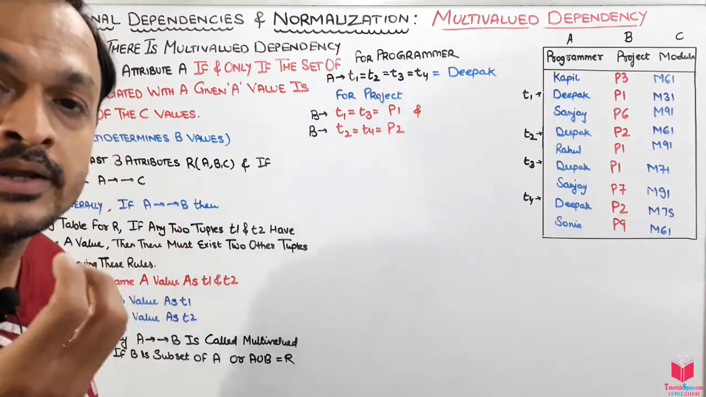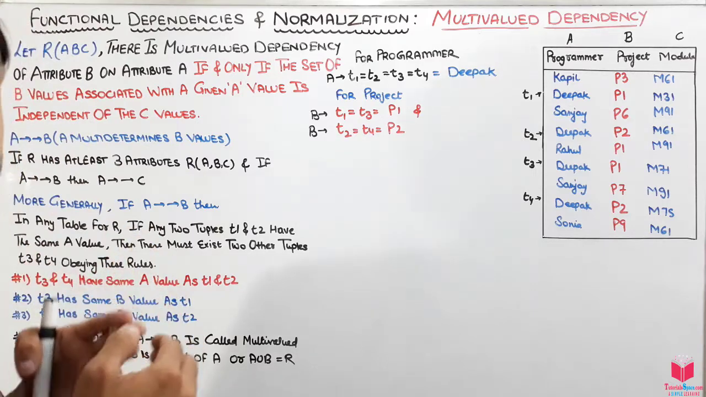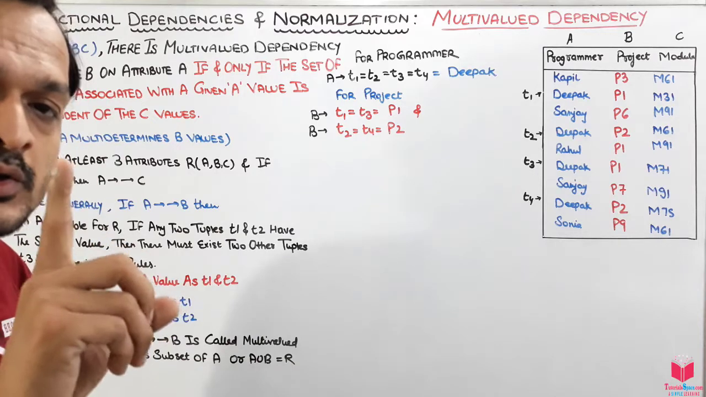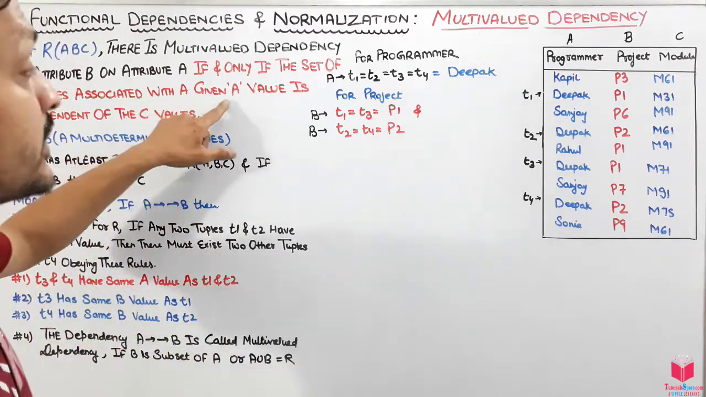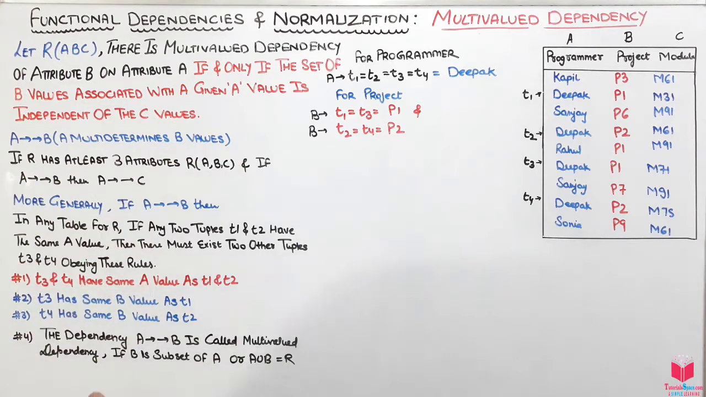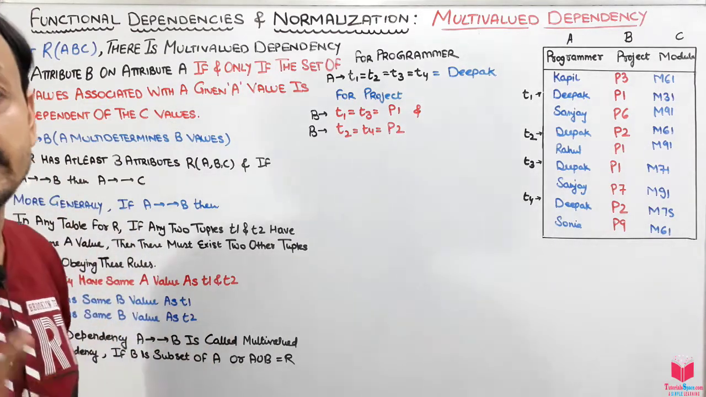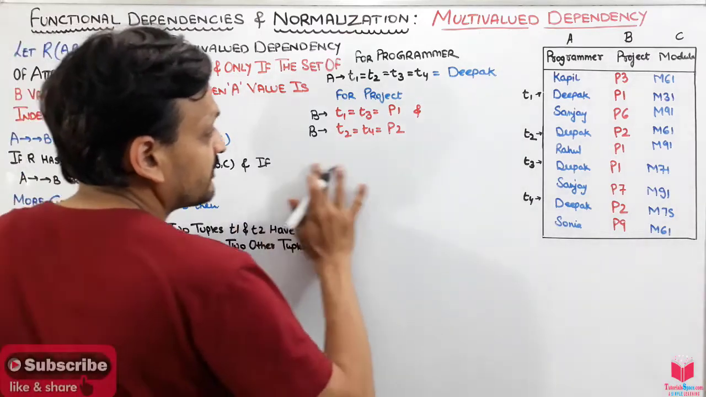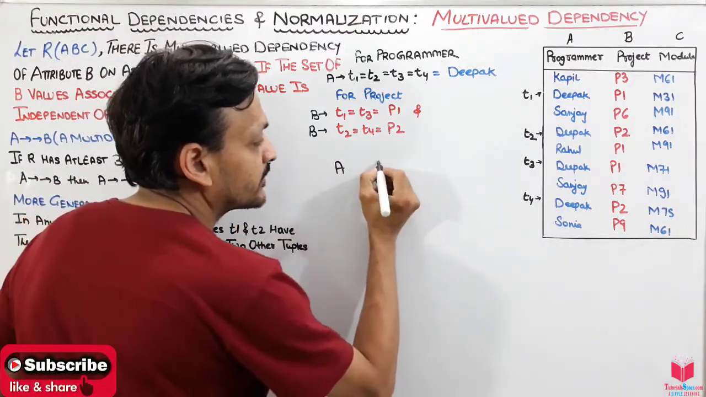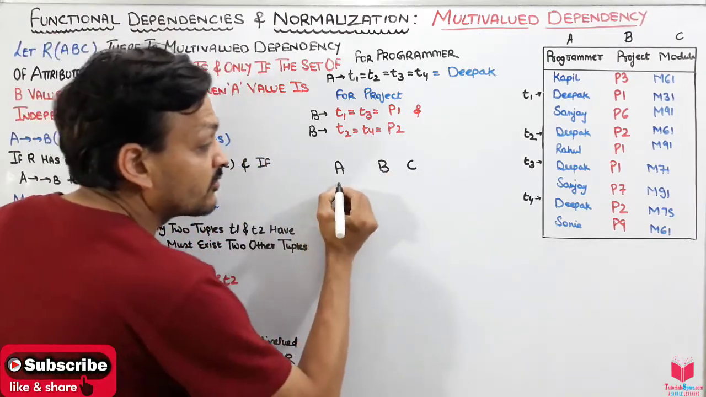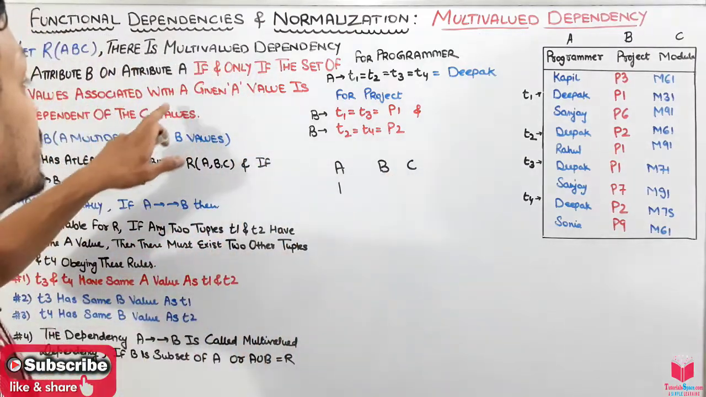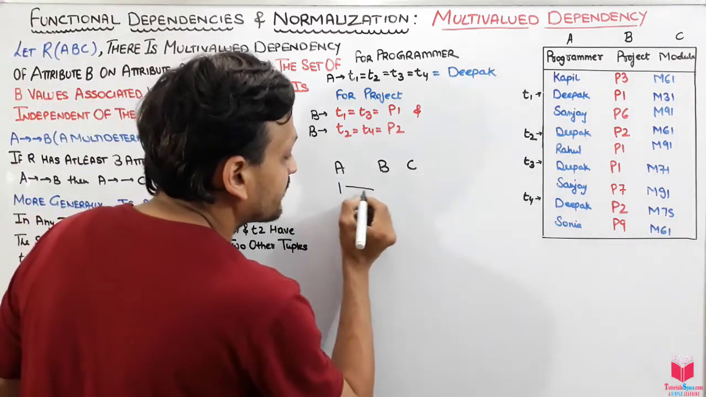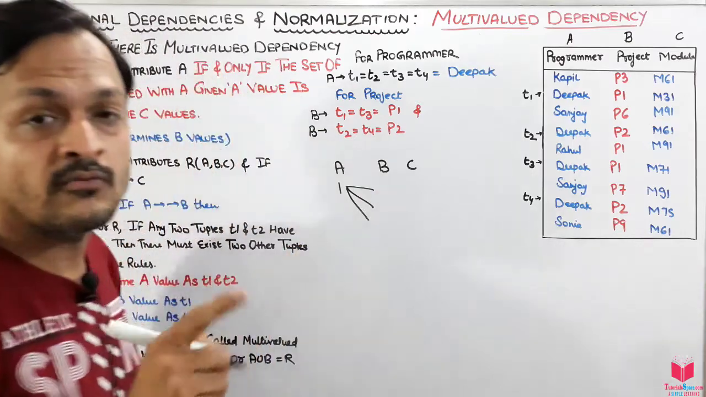That means there is a set of values of attribute B which is associated with one value of attribute A, but that set is independent of the C values. Suppose I give a simple example. We have 3 attributes. For a given A value, we have a set of B values.